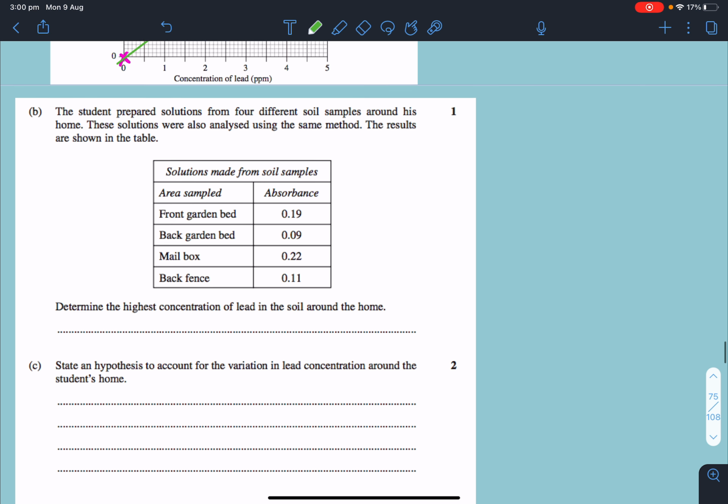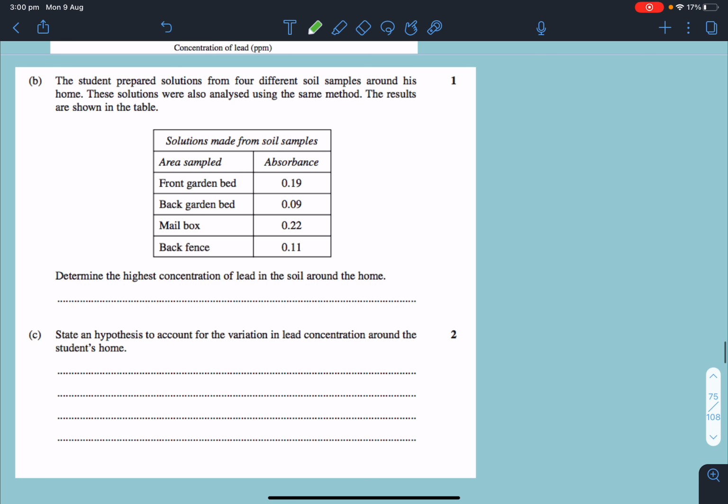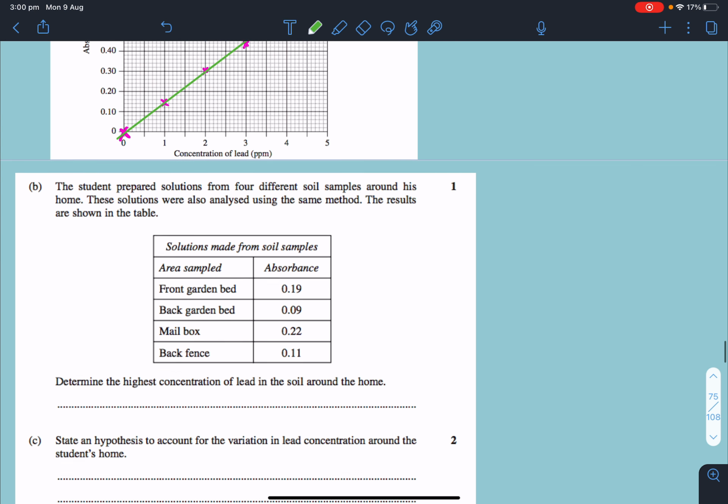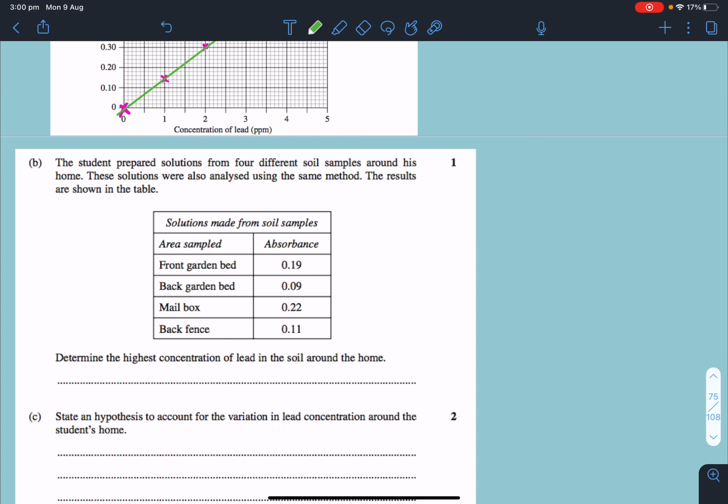The student prepared solutions of 4 different soil samples around his home. These solutions were also analysed using the same method, and the results are shown. So we've got absorbances from all of these ones. Determine the highest concentration of lead in the soil at home. Well, the highest concentration will be the highest absorbance. As the concentration goes up, absorbance goes up. So what is the highest absorbance?